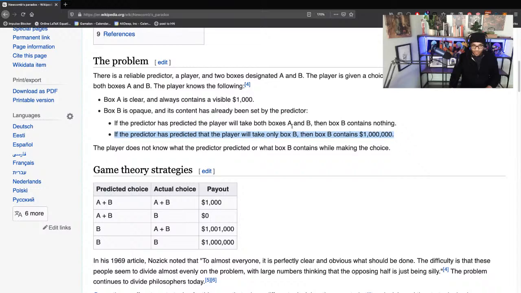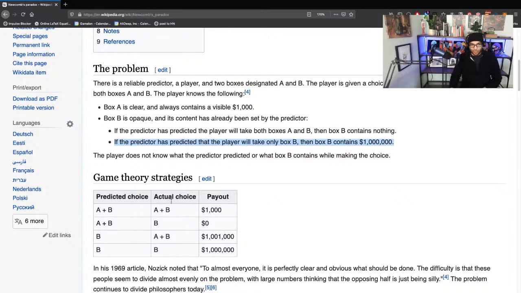If the predictor predicts that they'll take both boxes, then B contains nothing. So box A always contains $1,000. Great. So let's start here.